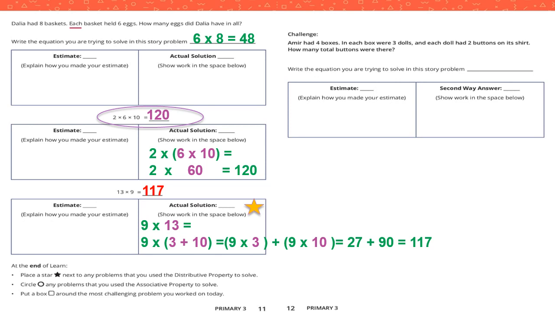Okay, so write the equation. Here I must multiply 3 numbers. I will multiply 4 times 3 times 2. Which way will I use? Sure, associative property. I have here 3 factors. I will take 4 times 3 equals 12. 12 times 2, from the table of 2, 24.